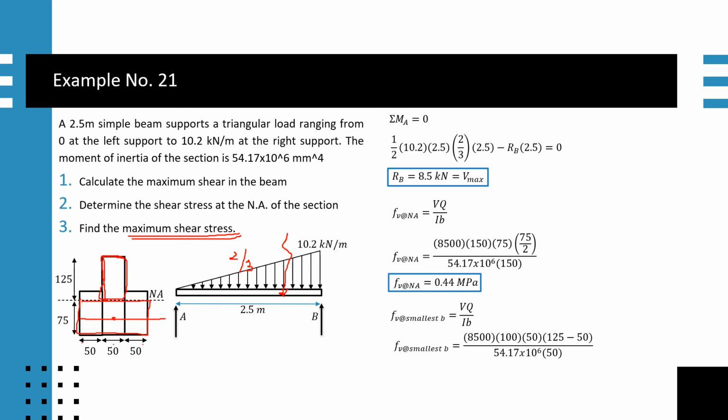Okay. Ito ang may smallest width dyan. Bakit hindi ko kinonsider ito, itong dalawa? Kasi 50 lang din para sa inyo, di ba? Pero kapag pagsasamahin ko yan, kasi dahil that is symmetrical, those are equal, magiging 100 ang kanyang B. So, we will not be considering this one.